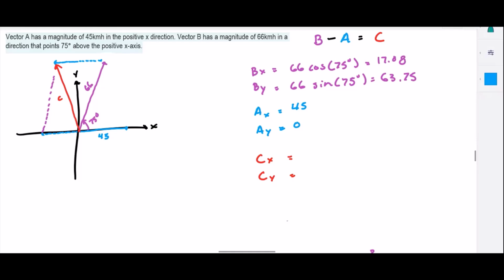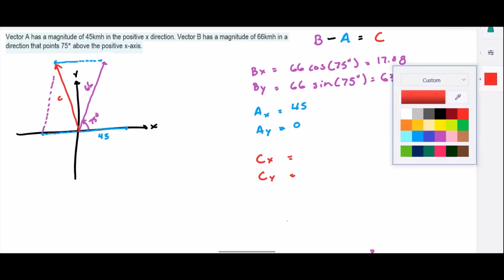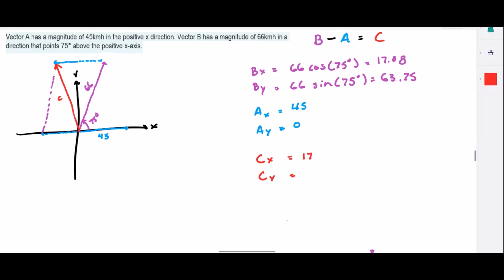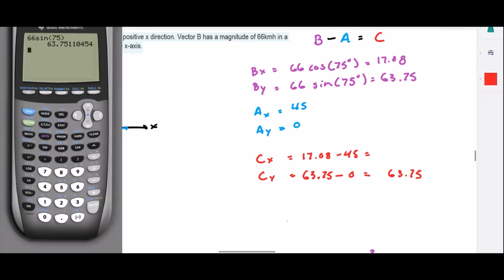And then if I'm going to find C by doing subtraction, C is going to have to be x, oops, got carried away, 17.08 minus 45 will get me the x. And then 63.75 minus 0 will get me the y. That one's pretty easy. I'm unwilling to do the other one in my head, so let's do 17.08. Oh, come on. Stop it.